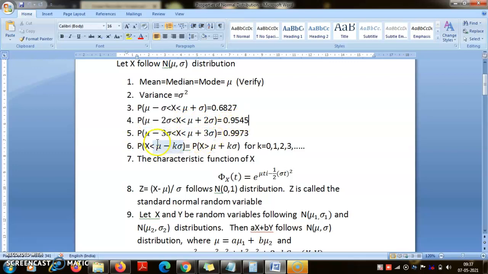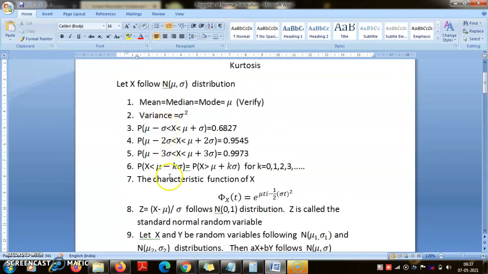And 3 sigma limit means mu minus 3 sigma to mu plus 3 sigma. Since this is a continuous distribution, here I have written a strict inequality, but even if I give equality, it is one and the same. Mu minus 3 sigma to mu plus 3 sigma, it is almost 98% probability. So I told you the distribution is symmetric around mu.